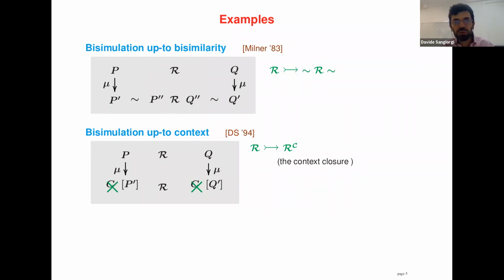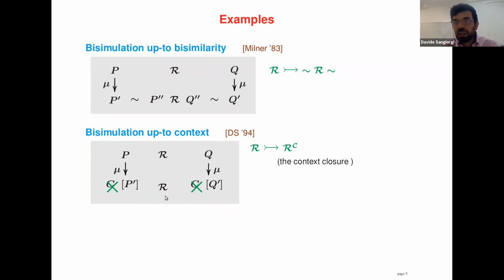Here are some examples of enhancements. The first is the bisimulation up to bisimilarity that I mentioned before, introduced by Milner, where it is sufficient that the two derivatives at the end are bisimilar to processes that are in R. So I think you can see that the function of the enhancement extends R by adding all pairs of processes that are component-wise bisimilar to the original pairs. Another enhancement is bisimulation up to context. This is sometimes quite handy. In this enhancement, if the two derivatives have a common context, then you can cut this common context off, and it is sufficient that what is left is in R.